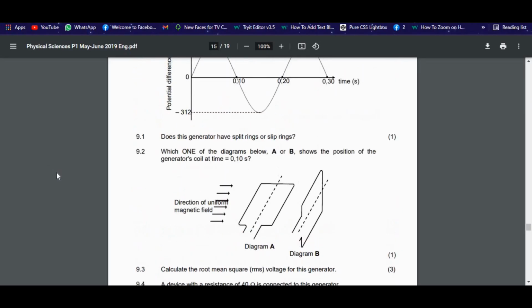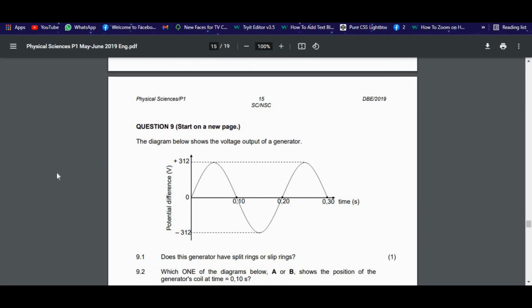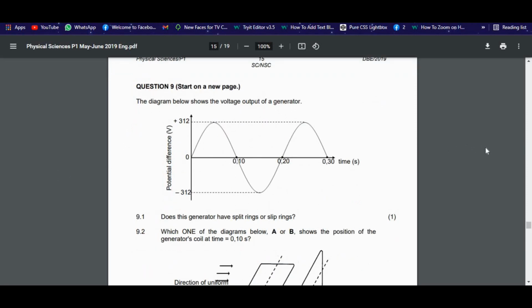Alright, let's have a look at the 2019 May-June Senior Certificate paper. They give us a diagram here. They say a diagram below shows the voltage output of a generator, and judging by this graph, we can already conclude that this is an alternating current. They ask, does this generator have split rings or slip rings? Now we know a direct current generator makes use of a split-ring commutator, and an alternating current or AC generator makes use of slip rings. So our answer would be slip rings.